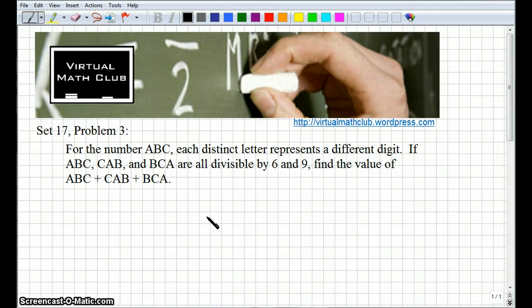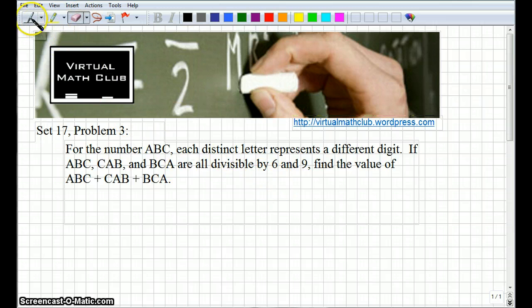Problem number 3. For the number ABC, each distinct letter represents a different digit. If ABC, CAB, and BCA are all divisible by 6 and 9, what is the value of ABC plus CAB plus BCA? Oh boy. Alright, I'm going to give you the same advice I gave you on problem number 1.